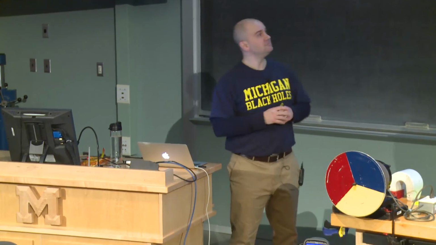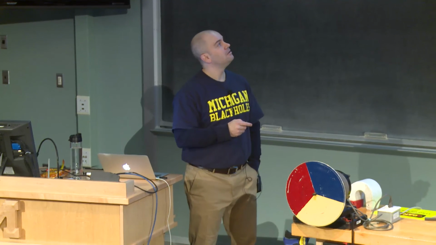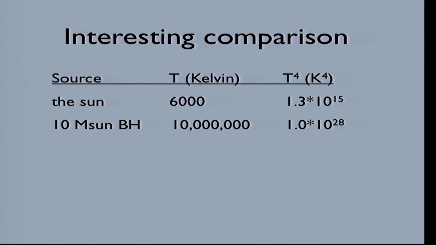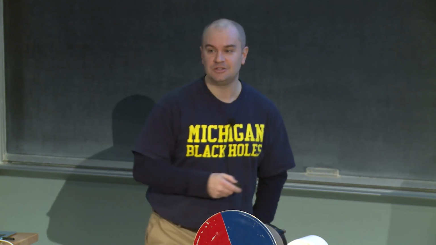For comparison, our sun, the surface is actually just under 6,000 degrees Kelvin. Around a 10 solar mass black hole, the disk is 10 million degrees. Here's where the T to the fourth dependence of this kind of light really helps you win. T to the fourth for the sun, 1.3 times 10 to the 15. An extremely large number, but much smaller than 10 to the 28. So T to the fourth is really the thing helping you squeeze that luminosity out.